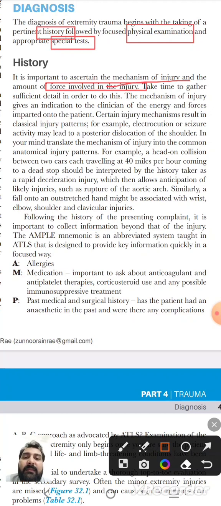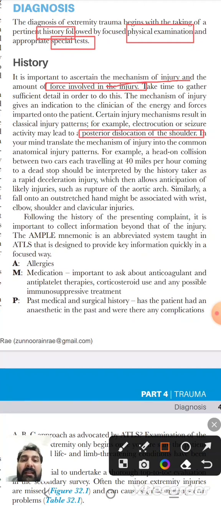Certain injury mechanisms result in classical injury patterns, for example, electrocution, electric shock, or seizure activity may lead to a posterior dislocation of the shoulder. We all know that anterior dislocation of the shoulder is most common and posterior dislocation of the shoulder is rare, and it only occurs in cases of seizures or electrocution because of forceful contractions of the big muscles around the shoulder.